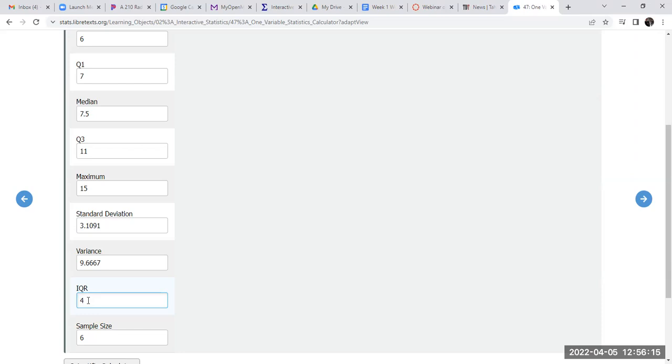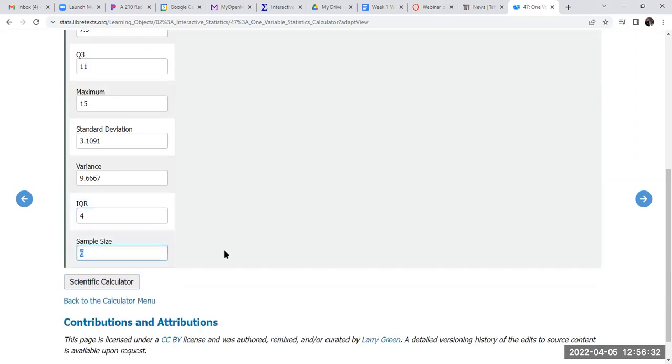So if you're most interested in that middle half of the people, in terms of the number of pets people have had in their lifetime, then they're spread out by 4 pets. Any questions on that?